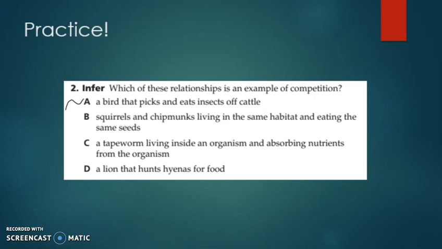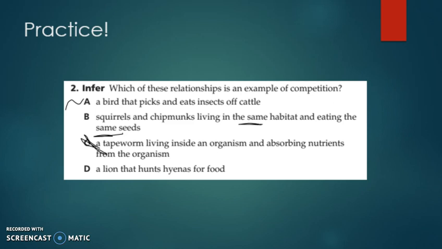B, squirrels and chipmunks living in the same habitat and eating the same seeds. So for me, the fact that it says same right here is kind of a clue that that's probably the answer, but we're not going to stop quite yet. We're going to go through the rest of the choices. C says a tapeworm living inside an organism and absorbing nutrients from the organism. So the tapeworm is getting food, but the organism, it doesn't say. So I would say cross that one out.